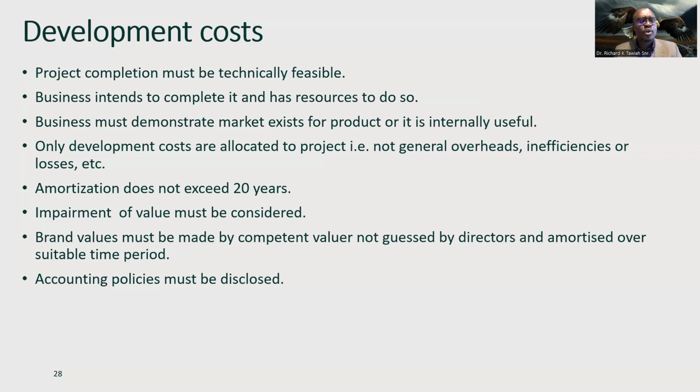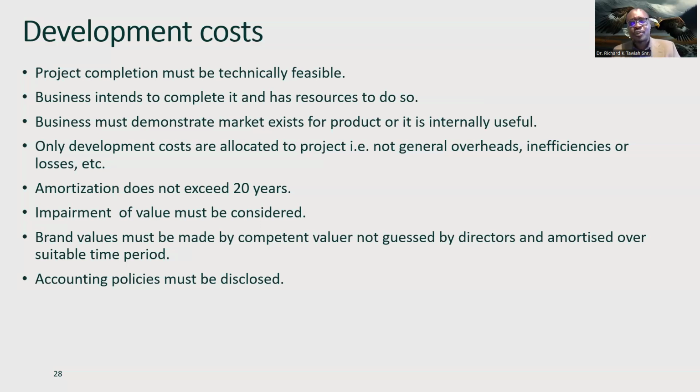Only development costs are allocated to the project. Costs are measured reliably, okay? Not general overheads, not inefficiencies or losses, okay? Now, amortization must not exceed 20 years. We are using amortization because it's intangible, okay?